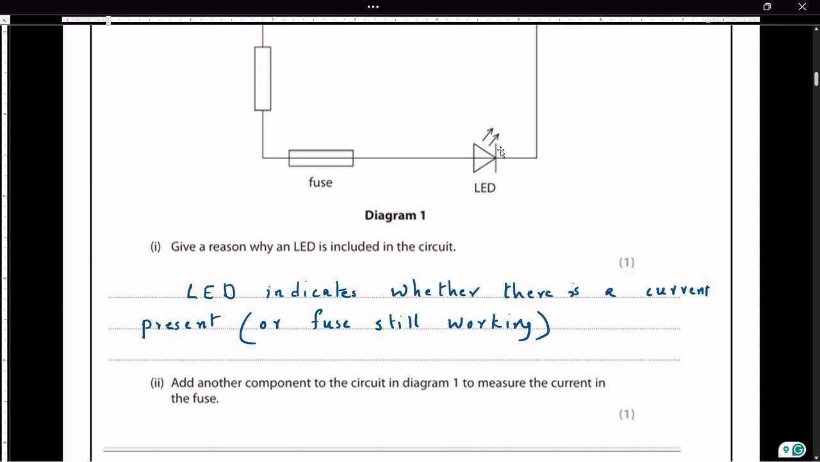This is a symbol of an LED. The arrow shows that it is emitting light.